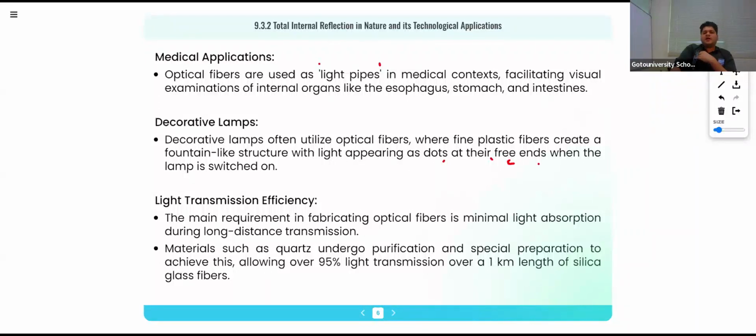The main requirement in fabricating the optical fiber is minimal light absorption during long distance transmission. Materials such as quartz undergo purification and special preparation to achieve this, allowing over 95% of light transmission over 1 kilometer length of silica glass fiber.